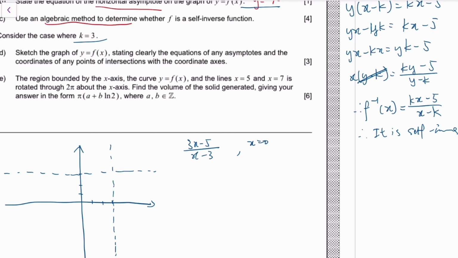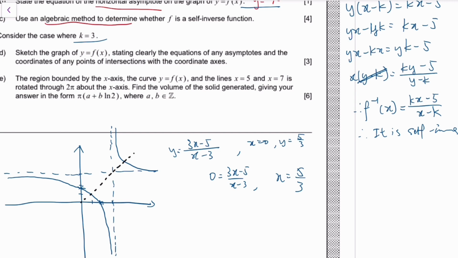So if x is 0, y would be 5 over 3. So the y-intercept is a bit lower than 2. And when y is 0, x is also 5 over 3. Makes sense because it's self-inverse. So the graph looks like this. And of course, it's self-inverse. You can see that the graph looks to be symmetric about the line y equals x. So it makes sense.